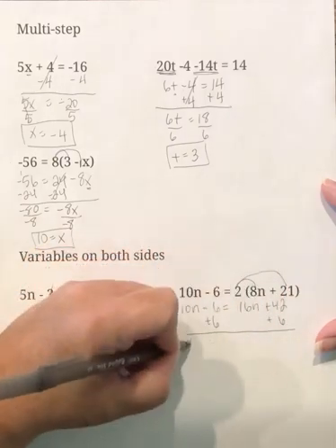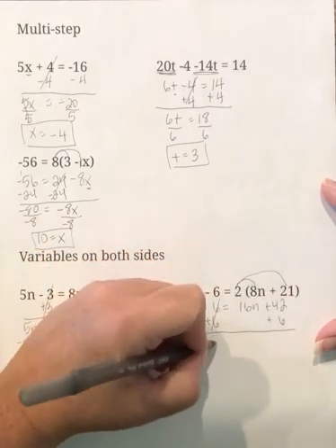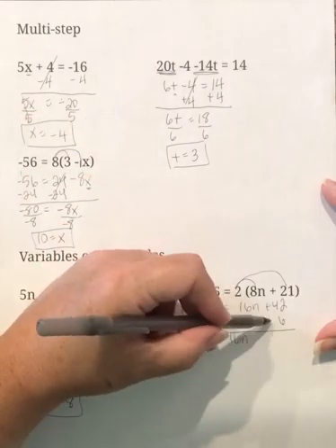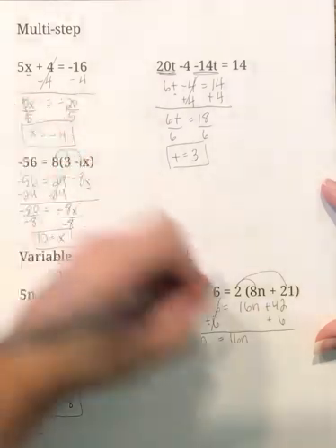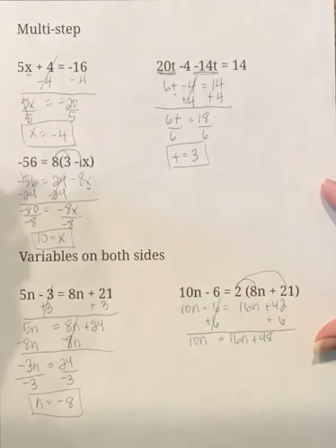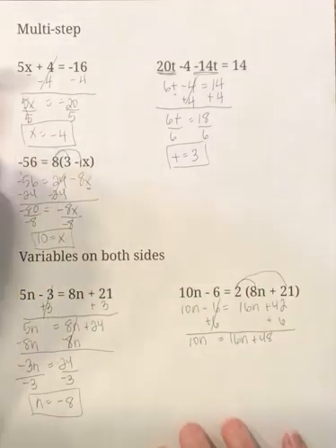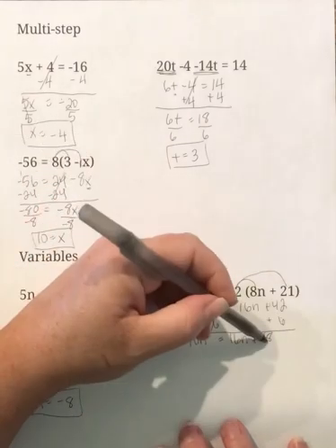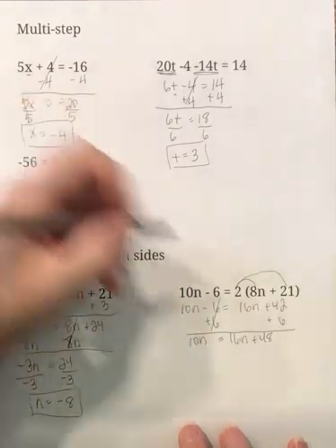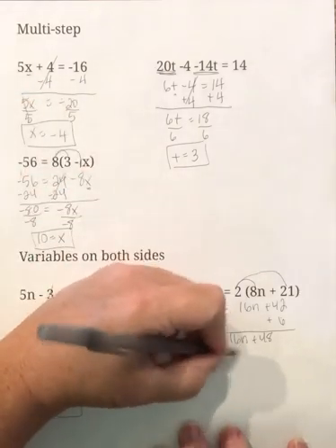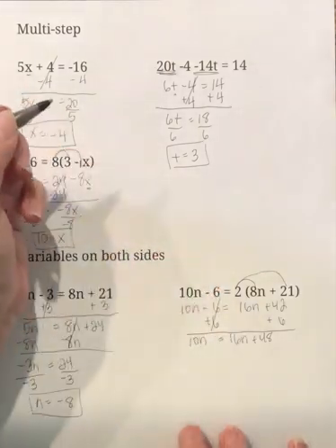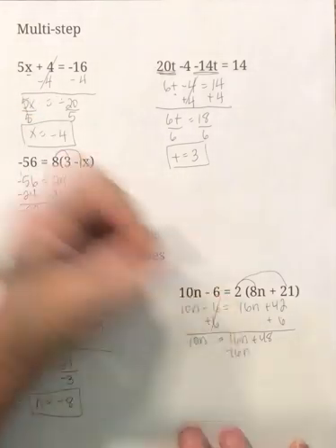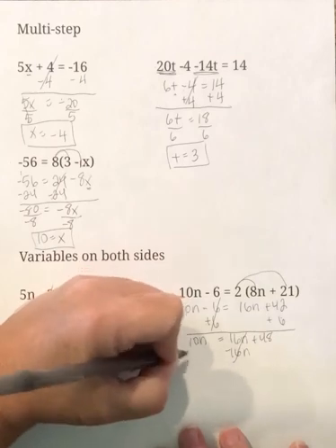I'm recopying this whole 10n. That's gone. 16n. +42, +6 is +48. So my constant went this way, my variable has to come this way. My constant's on the right, so my variable is going to be on the left. I'm going to move this whole term right here. Right now 16n is positive, so I'm pairing it with a -16n so it'll cancel out.